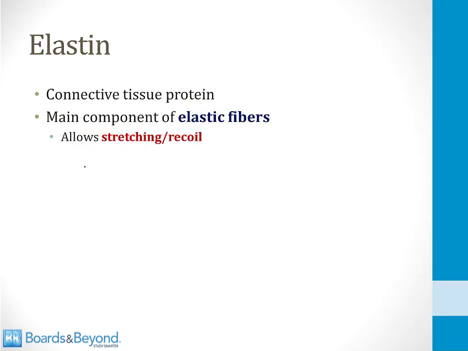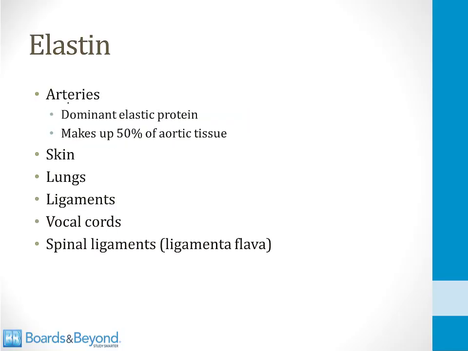Now let's move on from collagen and talk about elastin, which is another connective tissue protein, and it's the main component of elastic fibers that allows stretching or recoil of connective tissues. Elastin is a very important component of our arteries. It's the dominant elastic protein found in arteries, and it makes up 50% of the aorta.